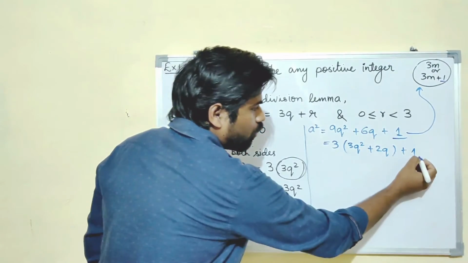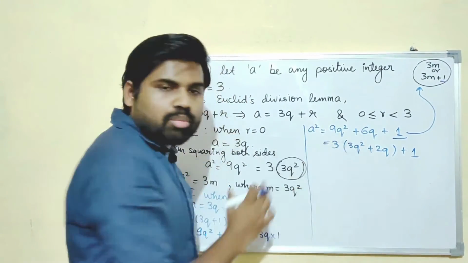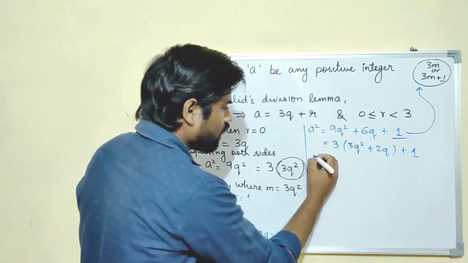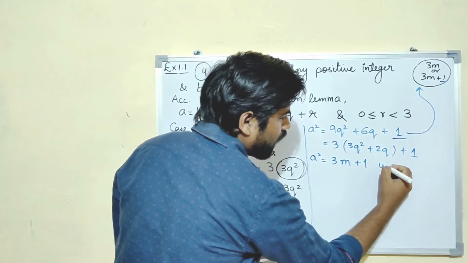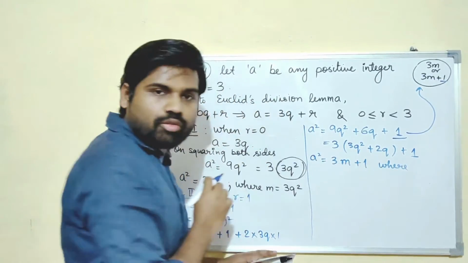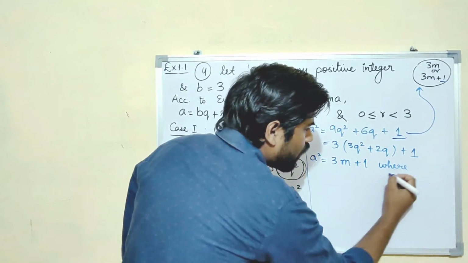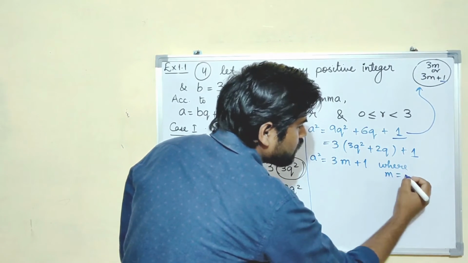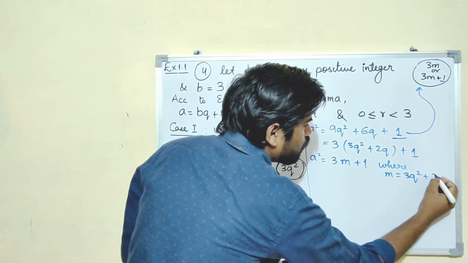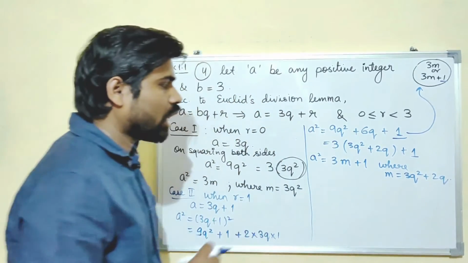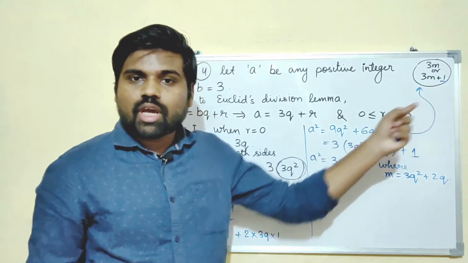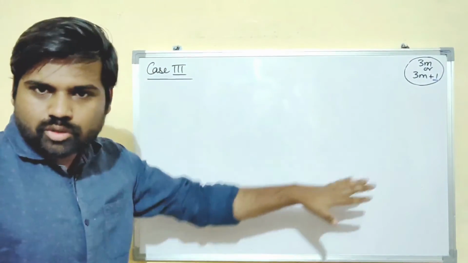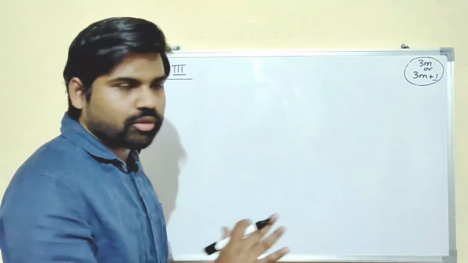Okay? Now, let us assume the bracket as m. A square is equals to 3m plus 1, where you have to mention what is the value of m. You have assumed that m equals to, what is this? 3q square plus 2q. Okay, now is it of the form 3m plus 1? Yes, we have modified the question. Now let us see the case third. Since there was not much space left, so I have cleared it for you.